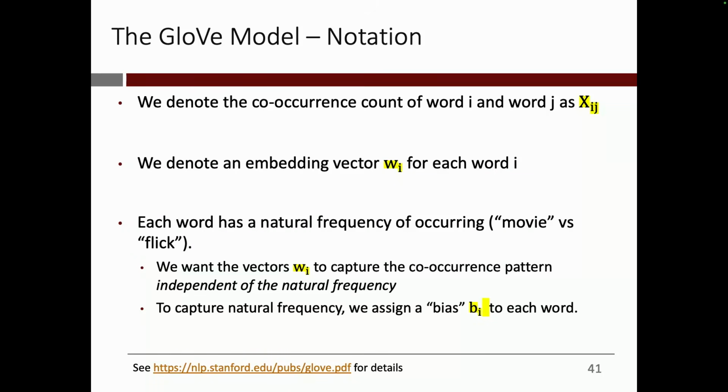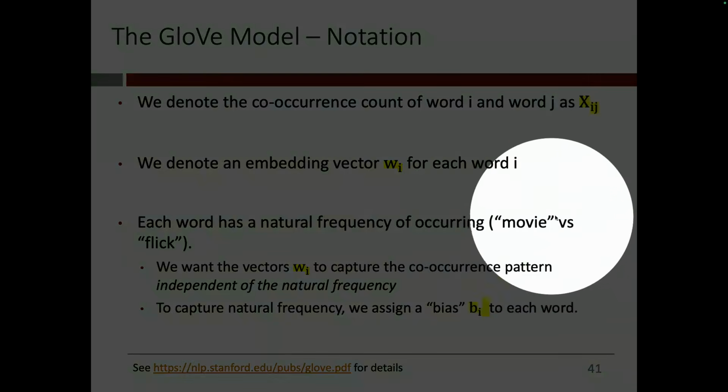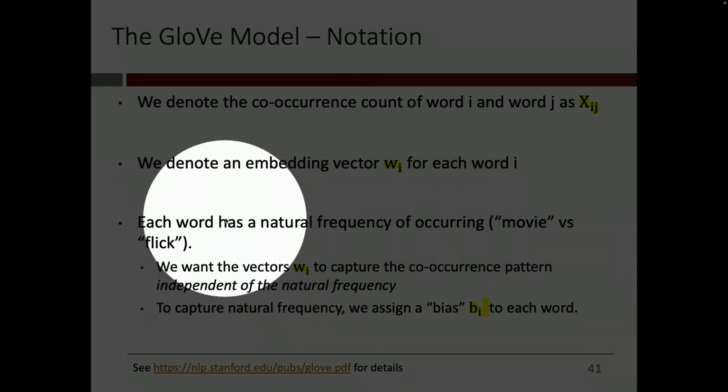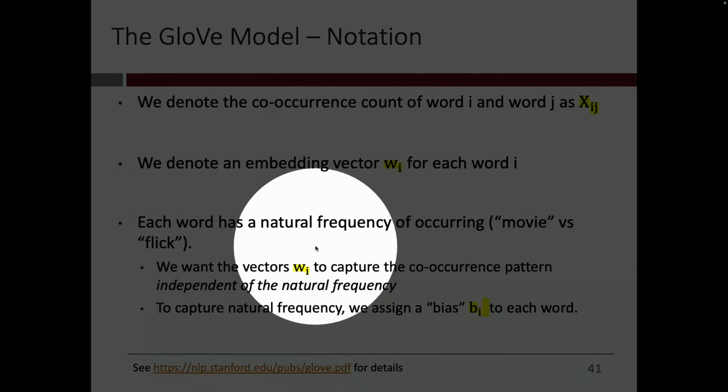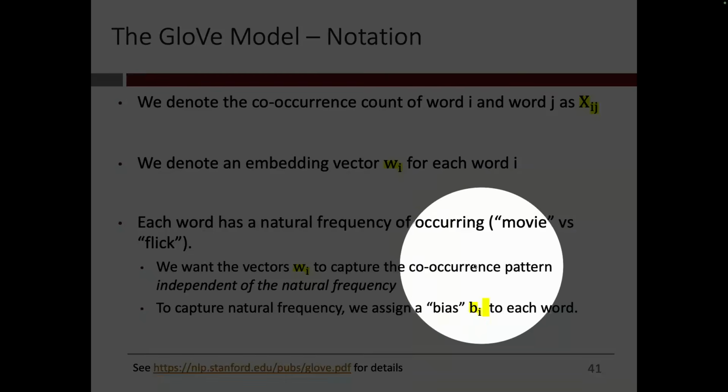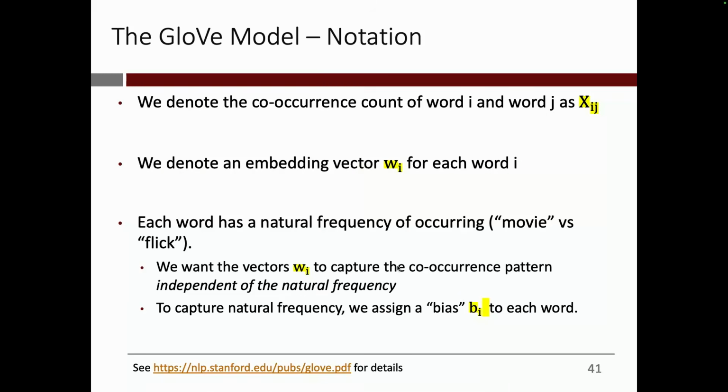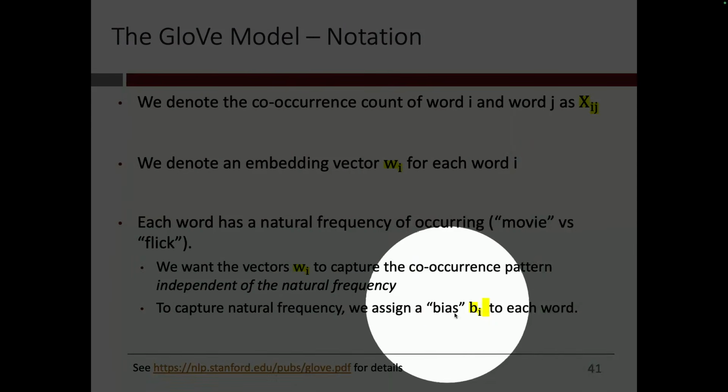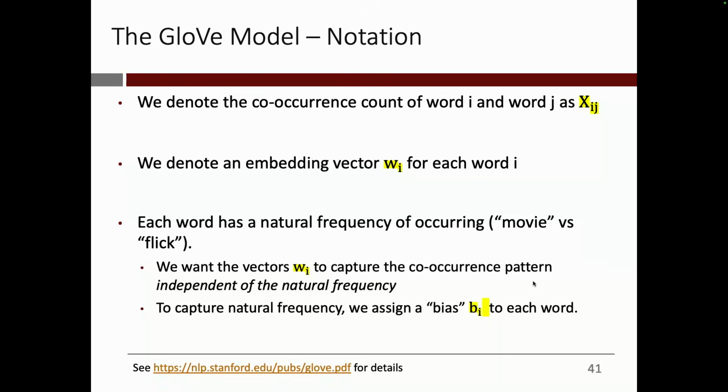And we will also assume that some words are just inherently very popular. They're going to show up all the time, like the word the. So we'll assume that every word has some natural frequency of occurring, like movie versus flick, the versus tensor. So we want the vectors to capture the co-occurrence patterns independent of how naturally frequent the words are. And so to capture this natural frequency, we will assign a bias, or Bi, to each word that we're going to calculate. And all this will become clear in just a moment.